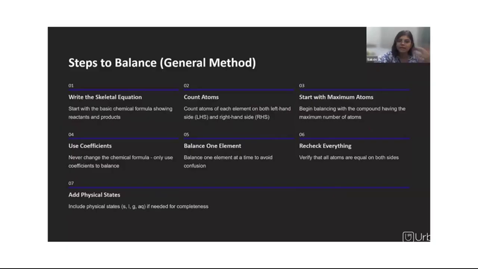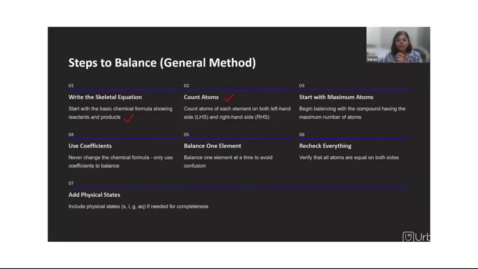Okay, let us understand step by step what are the rules to balance the equation, right? First, we write the skeletal equation, whatever is the equation given to us, with the basic formula which shows the reactants and products, right? Next, you are going to count the number of atoms, both on the left-hand side and the right-hand side. Now your doubt would be, ma'am, which element should we balance first? First, you should balance the element that is present in maximum number, the element that has the maximum number of atoms, right? That is what you should balance first, always.